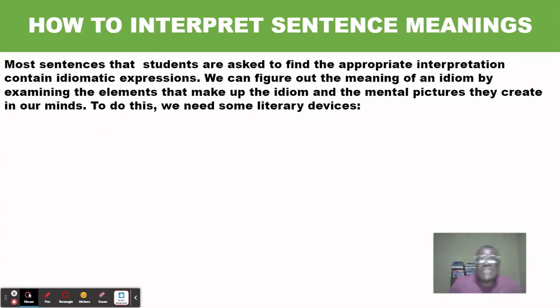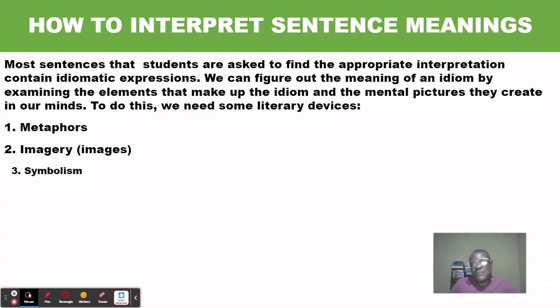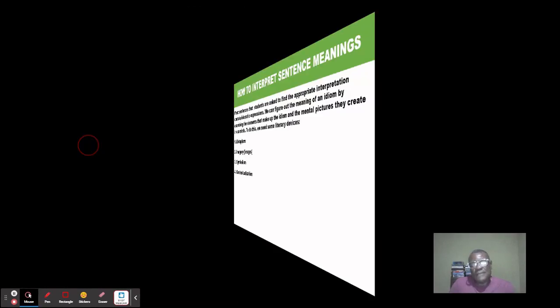Of course, most sentences that students are asked to find the appropriate interpretation for contain idiomatic expressions. We can figure out the meaning of an idiom by examining the elements that make up the idiom and the mental pictures they create in our minds. To do this, we need some literary devices, and they are as follows. Number one, metaphors. Number two, imagery or images. Number three, symbolism. And number four, contextualization. I will explain these one by one.